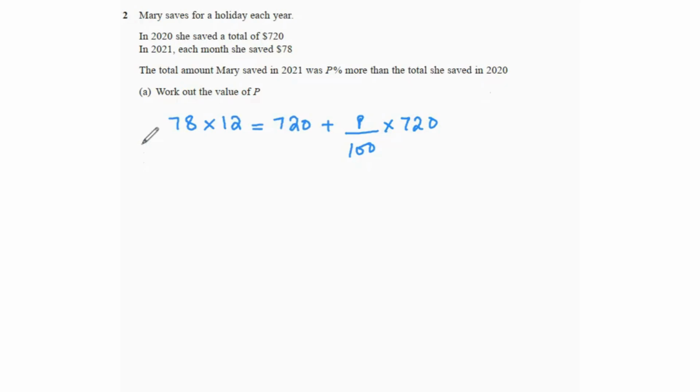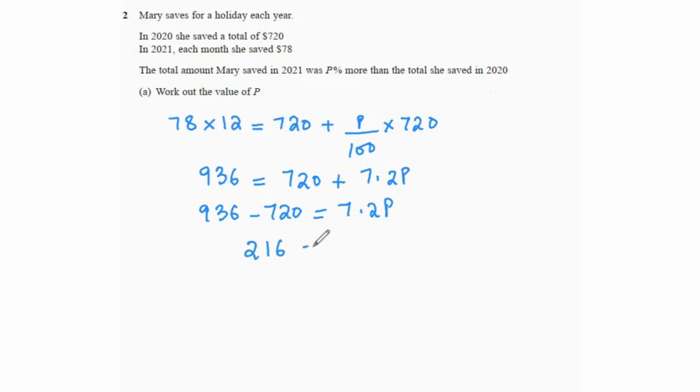So 78 times 12 is 936, which equals 720 plus 720 divided by 100, which is 7.2, so 7.2p. Then 936 minus 720 equals 7.2p. Since we're trying to find the value of p, we isolate p on one side. So 216, and then we divide 216 by 7.2, which is 30. So the value of p is 30.